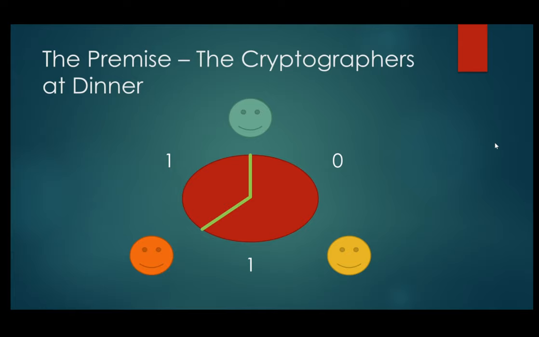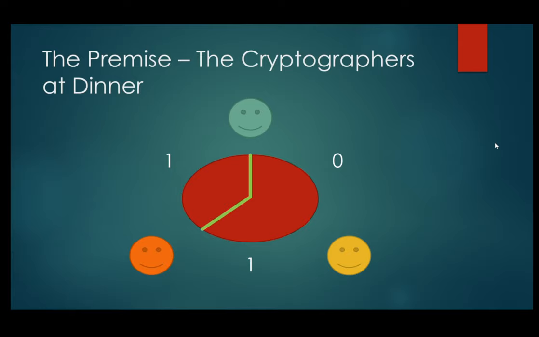Every single participant XORs their value, as you can see here, and they speak out loud the value to the remaining participants. You can see here that the orange participant has a 1 as a shared secret on both sides, so his message is 0. The green has a 1 on one side and a 0 on the other, so his message is 1, and so forth.